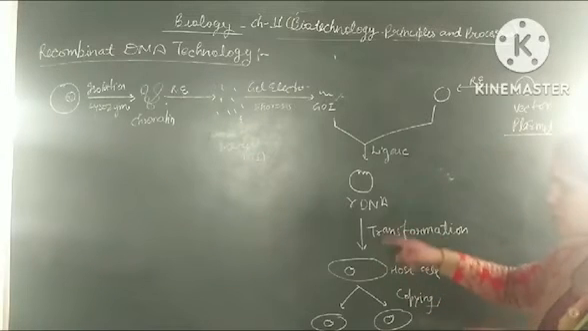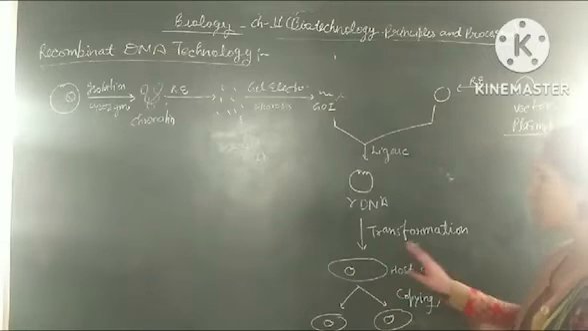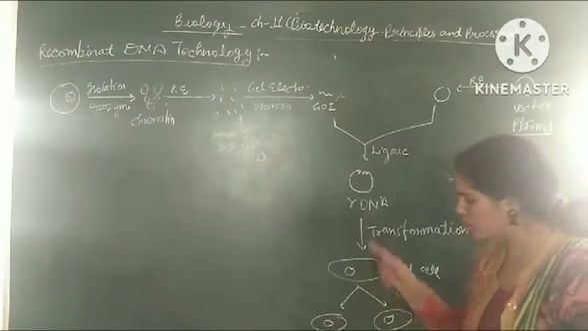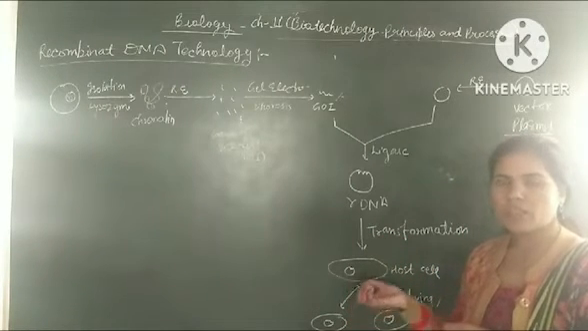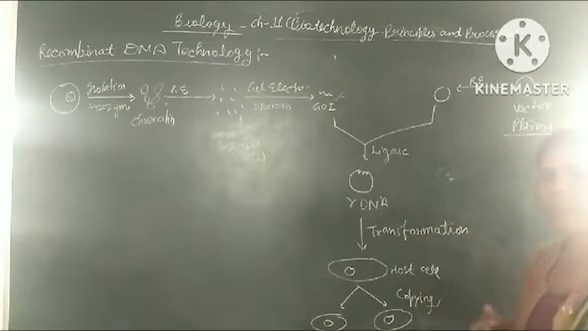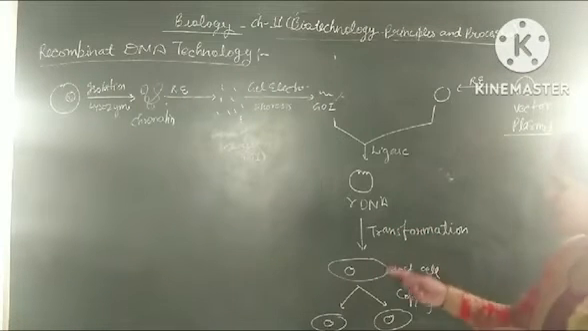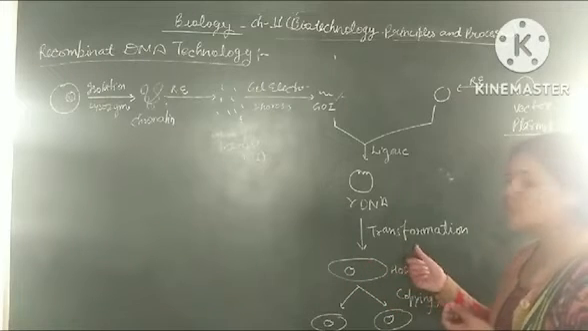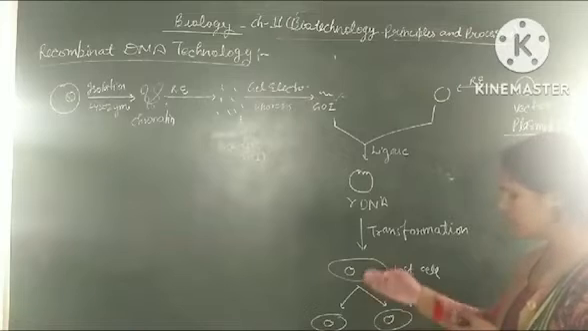The process of introducing the recombinant DNA into the host cell is called transformation, and for transformation we use many different techniques according to the cell, like microinjection, gene bombardment, gene gun, or heat shock method. So there are many different techniques to introduce this recombinant DNA into the host cell. After introduction, this host cell is known as a transformant. These transformants go for further cell division.